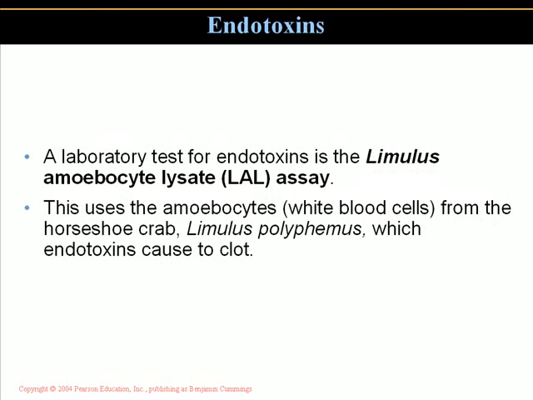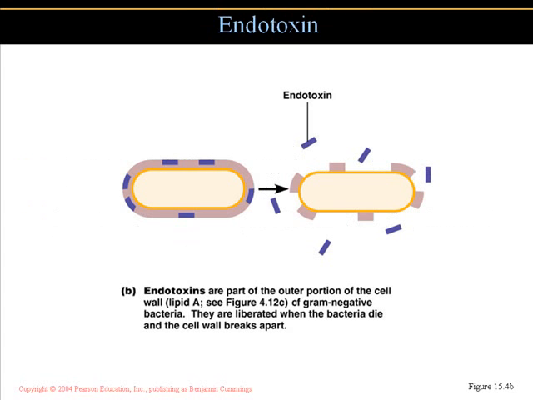The laboratory test for endotoxin is called the LAL test, Limulus amoebocyte lysate assay. This uses amoebocytes, white blood cells, from a horseshoe crab, Limulus polyphemus, which the endotoxin can cause to clot. Again, you don't see this in every lab.